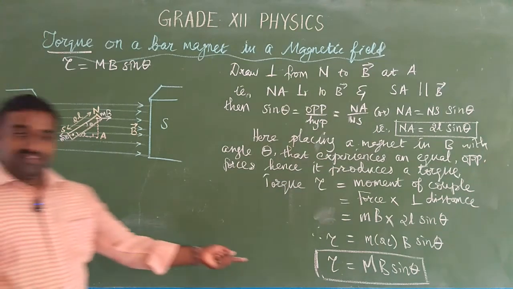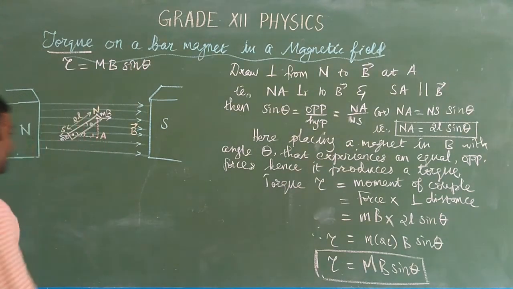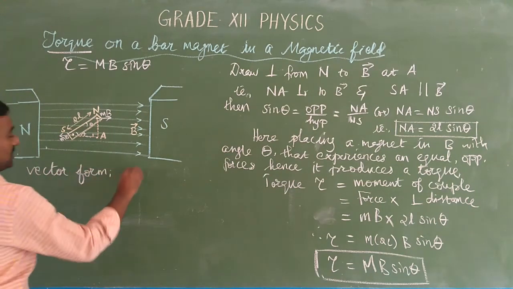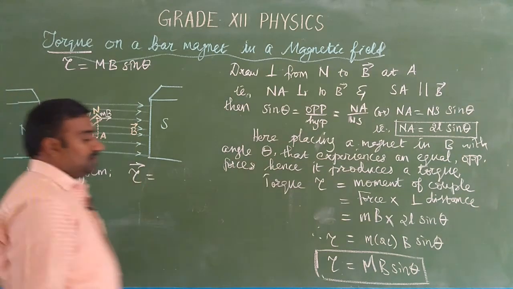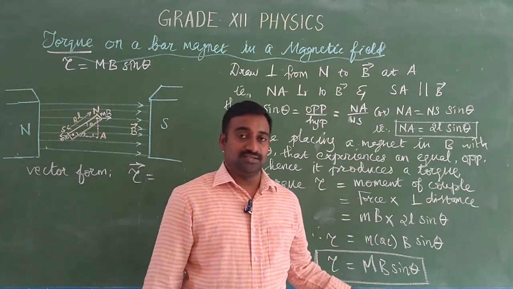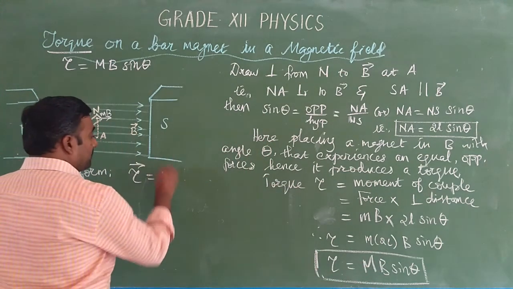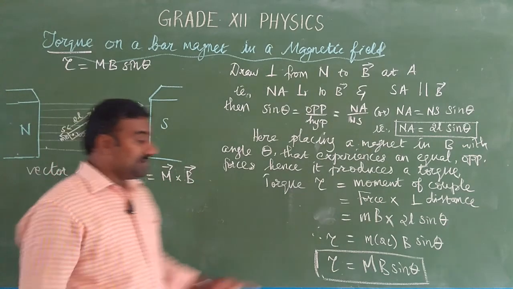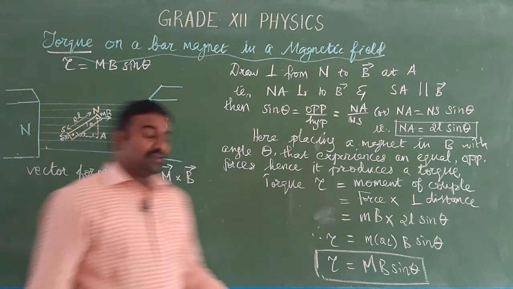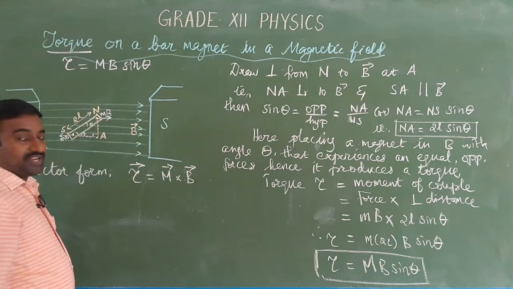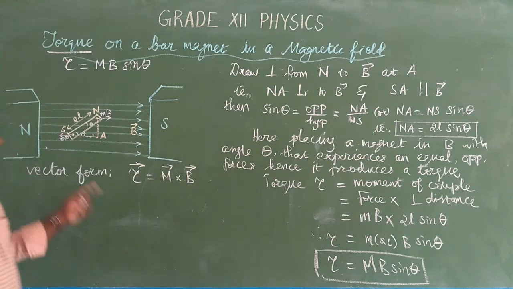We can also mention the vector form of this torque. Torque is a vector quantity. So if we have sin theta, then both quantities should be vectors in a cross product: M vector cross B vector. If you have cos theta, then M and B should be in a dot product. For a dot product we have cos theta, and sin theta for a cross product. So this is the vector form of the torque of a bar magnet when it is placed in a magnetic field.